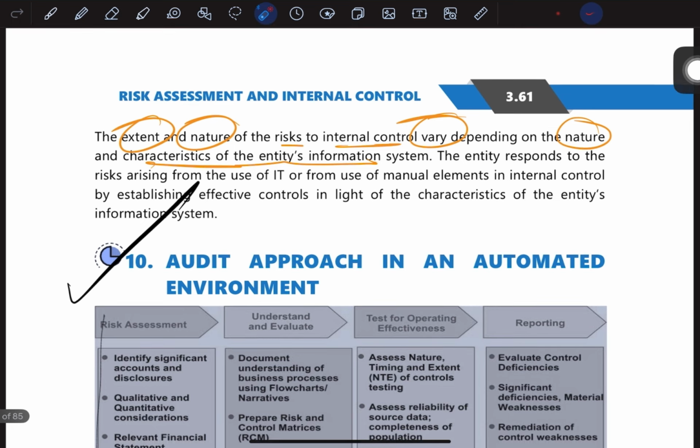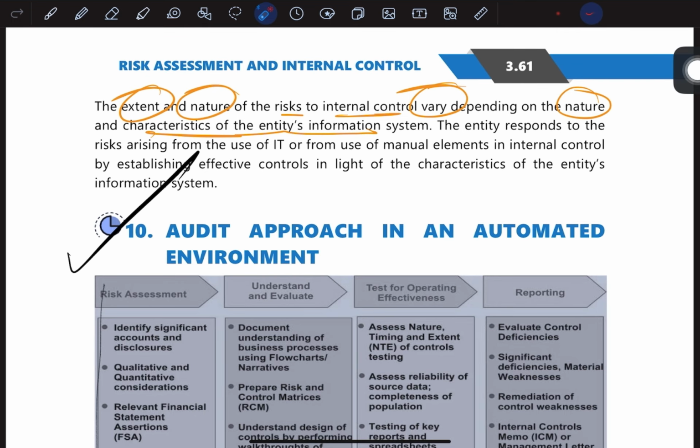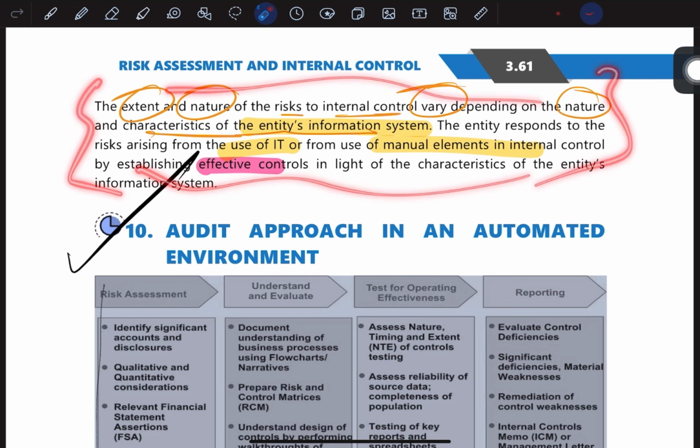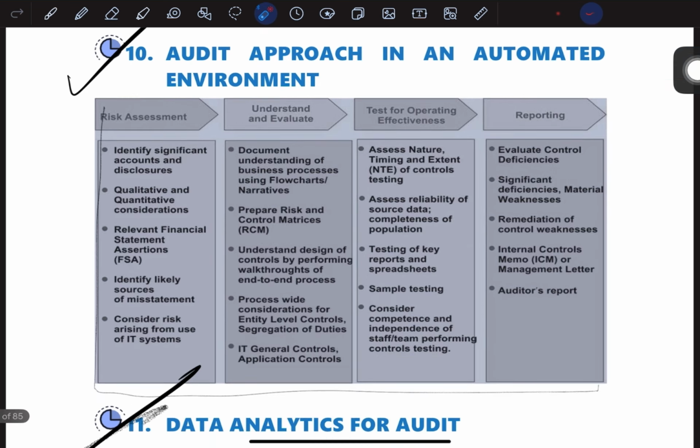suitable. Okay. So the extent and nature of the risk of internal control vary depending upon the nature and characteristics of the entity's information system. The entity responds to the risk arising from the use of IT and from the use of manual elements. So in both cases, the entity will respond by establishing effective controls in light of the characteristics of the entity's information system. So basically, this summarizes the entire manual and automated controls. Okay. Next, audit approach in an automated environment.